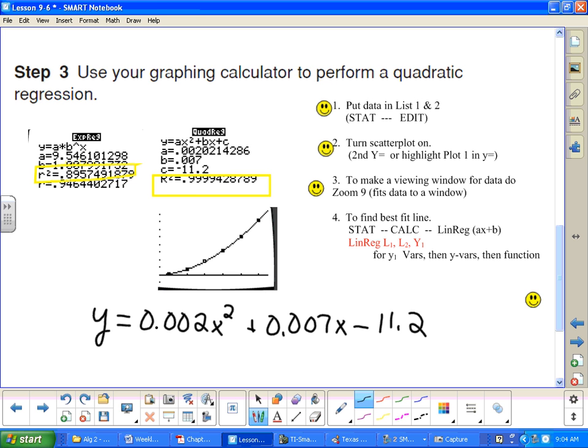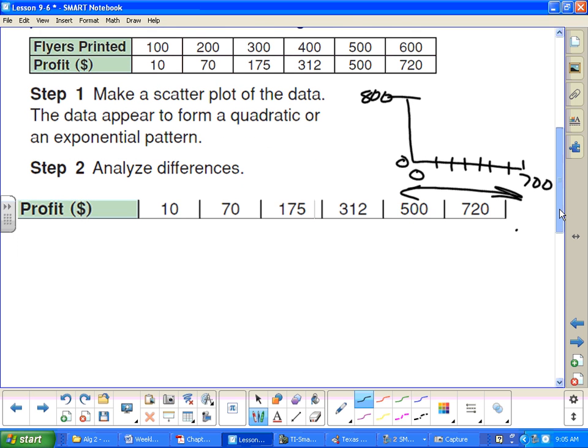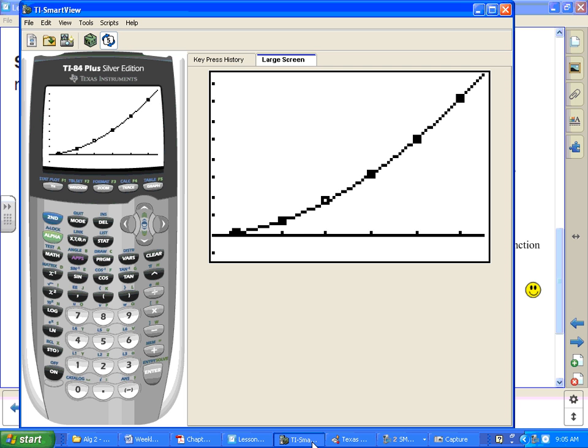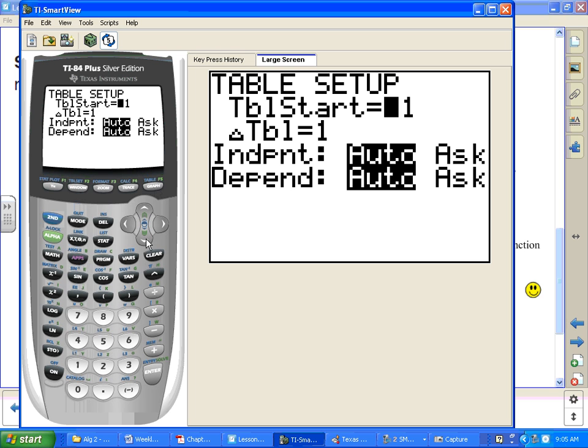So for instance, in this problem, they told us only the flyers at exactly 100, 200, 300, 400, 500, 600. Well, what if they wanted to know what the cost is going to be for 150 flyers? Maybe their goal is to make $200 profit. And how many flyers could I use to make $200 in profit? So we could actually use this graph and our calculator to figure that out, because now I have a table. In my table, I'm going to want to go by hundreds, probably.